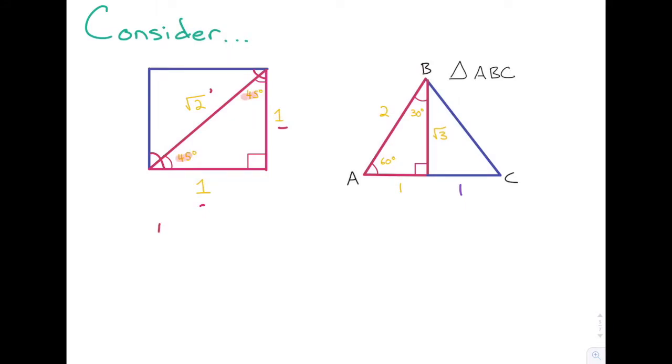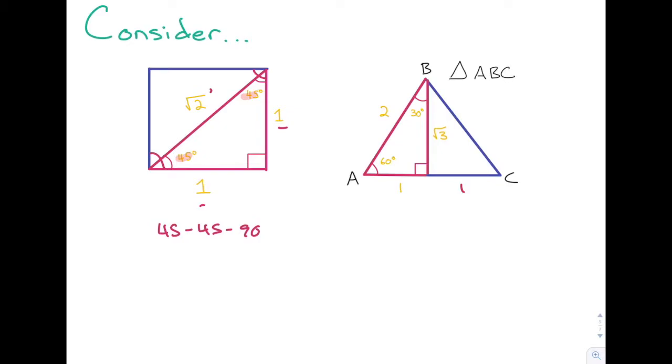Now, since the diagonal bisects the angles here and here, we can say that the angles inside are 45 degrees and 45 degrees. So we have what we'll call a 45, 45, 90 triangle, indicating the degrees of the three angles inside that triangle.